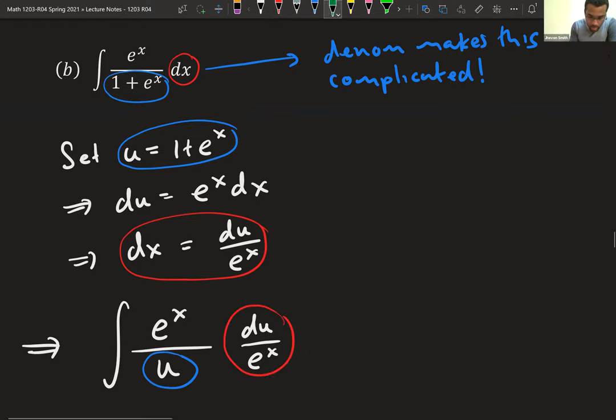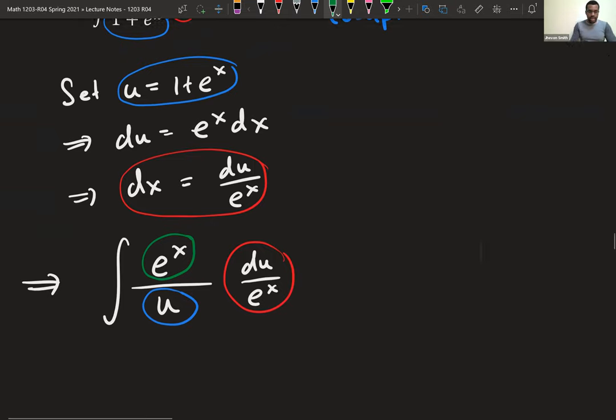And my e to the x is just the guy right here. He just stays, right? We didn't do anything with him. However, because the du has e to the x in it, now there's an e to the x that gets to be canceled.